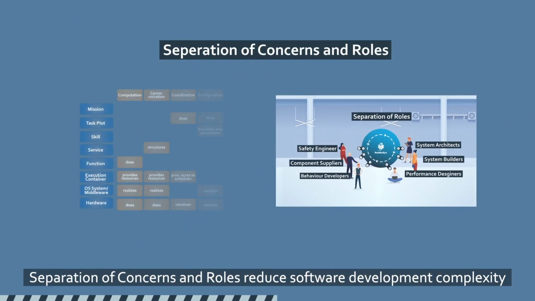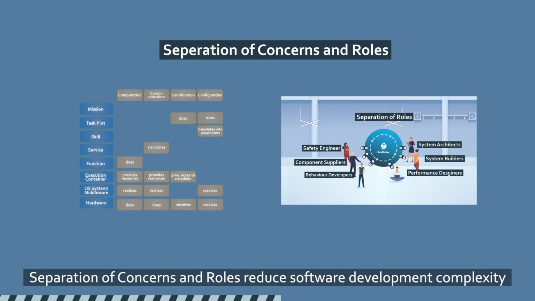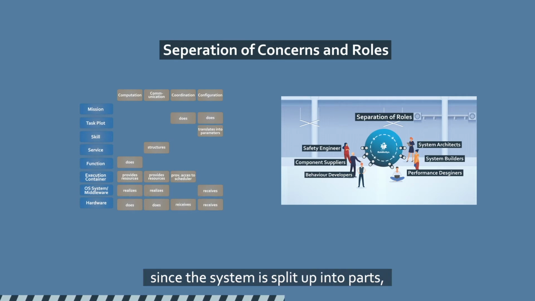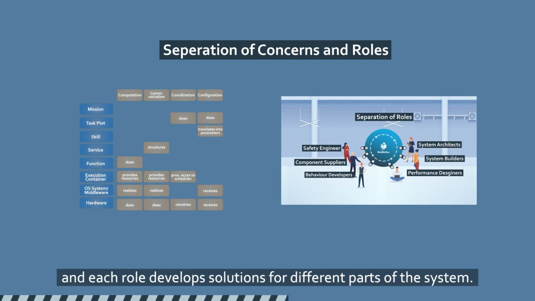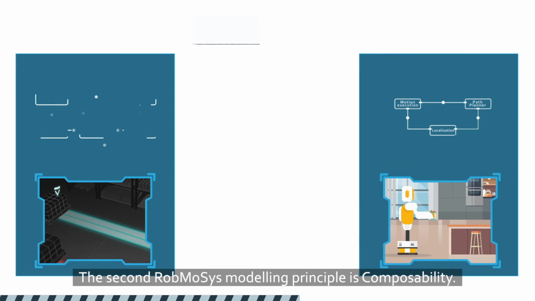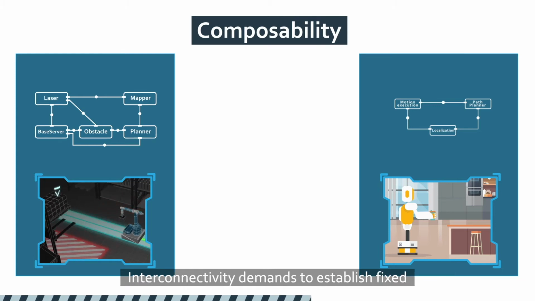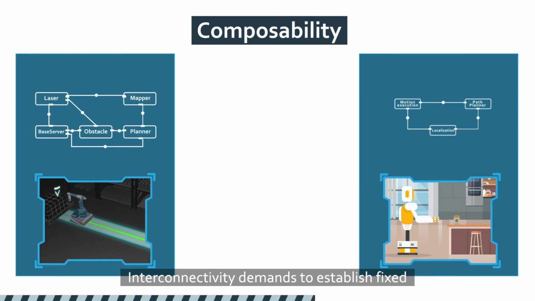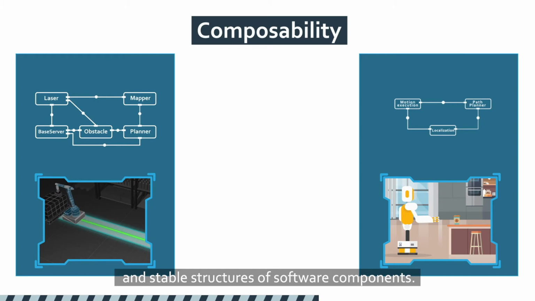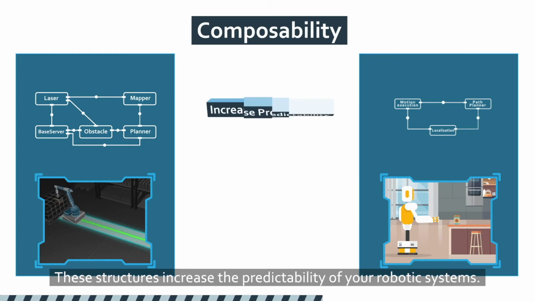Separation of concerns and roles reduce software development complexity since the system is split up into parts, and each role develops solutions for different parts of the system. The second RobMoSys modelling principle is composability. This is a design principle that seeks components to interconnect. Interconnectivity demands to establish fixed and stable structures of software components. These structures increase the predictability of your robotic systems.